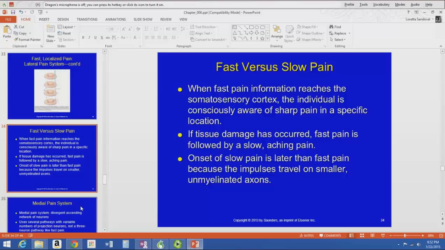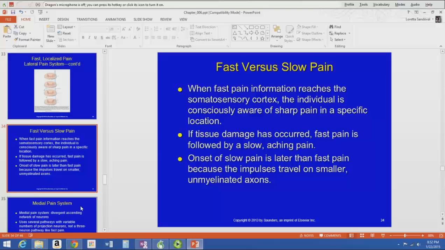Okay. If tissue damage has occurred, then the fast pain is followed by that slow aching pain. If you didn't really have a lot of tissue damage, the fast pain will dissipate and you won't have that slow aching pain. So that's why I talk about a paper cut, because a lot of times it's a real minor little thing. It's not a huge amount of tissue damage. It's probably not going to result in that slow aching pain.